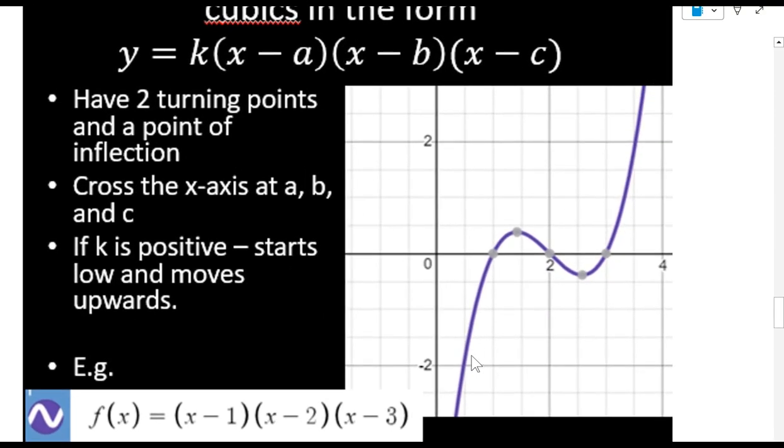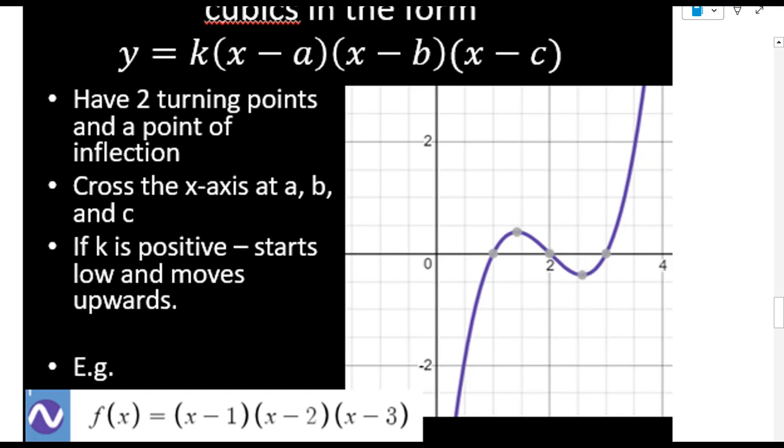All right, the third form is this form where you have 3 brackets and a constant. This form is important to show basically the intercepts straight out. So this is one intercept for x, one intercept for x, another intercept for x. So it crosses the x-axis at A, B, and C. You have to note that this form has 2 turning points. So one turning point, one turning point.